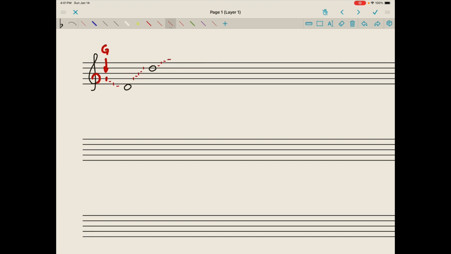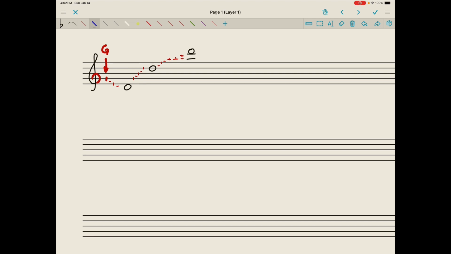Now, my first ledger line note would be A. B would sit on top of that ledger line. C would require 2 ledger lines, and it would be a line note. And now my D is actually sitting on top of that second ledger line.